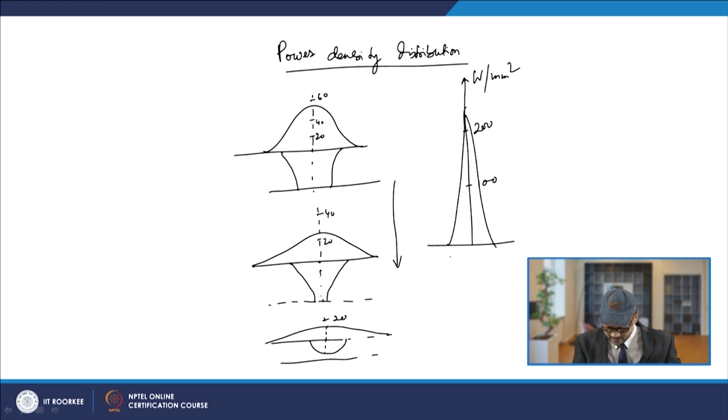In this case, what we see is that from here, this is 4 mm. So, your pool shape goes like this. Its penetration will be quite high, it will provide quite a large penetration when your power density distribution is quite high.